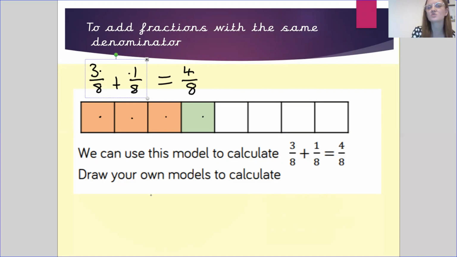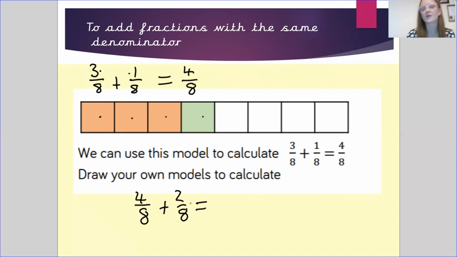Right, so you're going to be drawing your own model to calculate. So I'm going to give you a question and I want you to see if you can do the same with our 8s. So if we have 4 8s plus 2 8s. And work that one out for me, please. So pause the video now, draw this, and think one, your 4 8s, you can do maybe red, and your 2 8s can be blue, and then you will have a total amount that is colored in out of all of my 8s. How many are colored in?